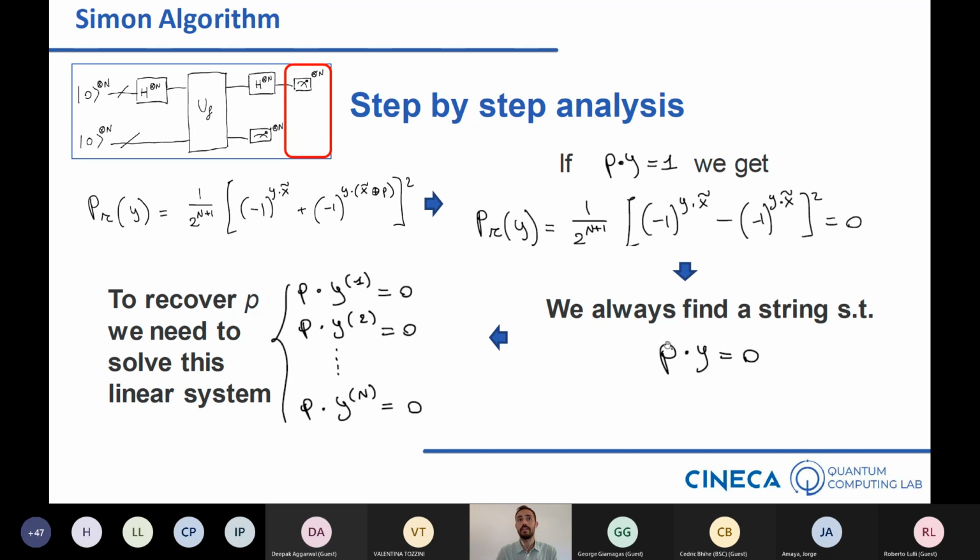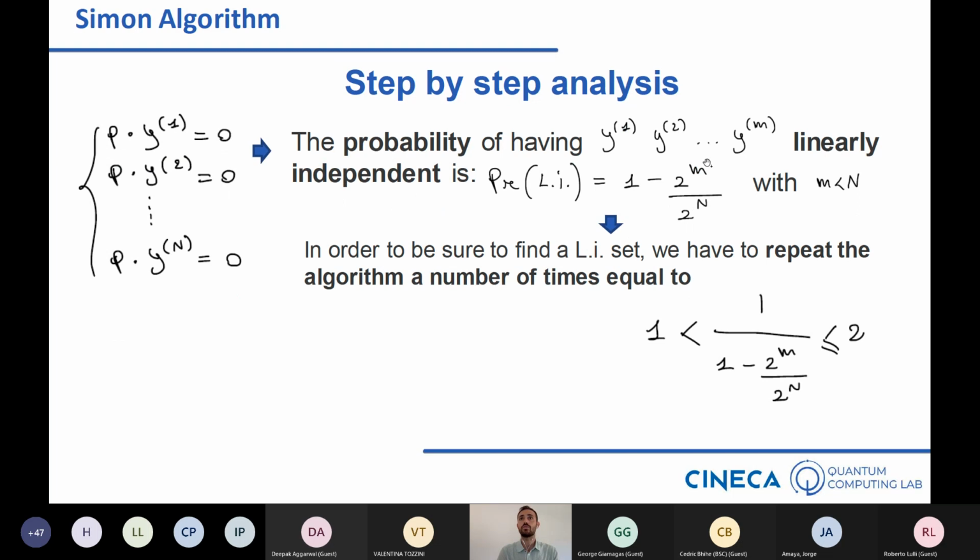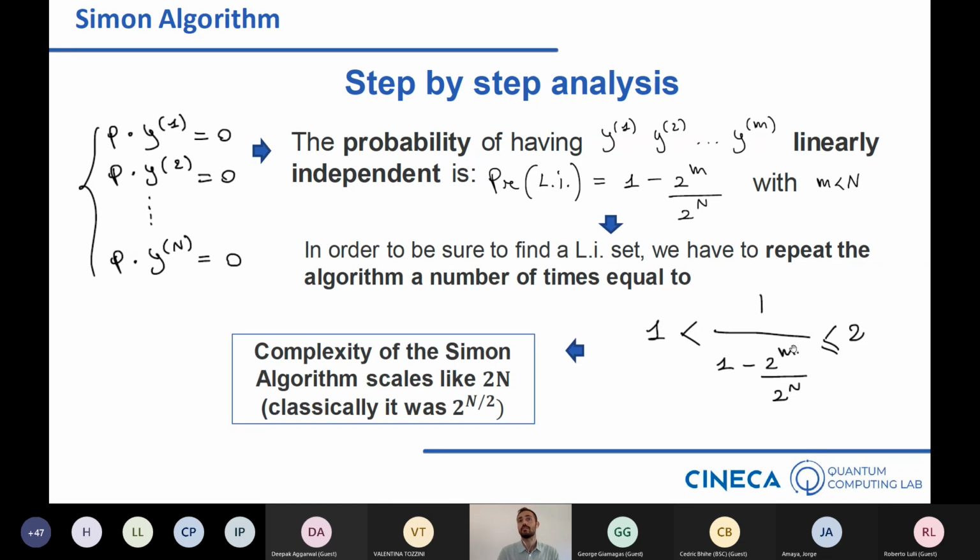In order to retrieve p, you need n of them. You need to solve this linear system. The probability of finding this linear system at the end is this one. So how many times do you want to run the circuit in order to find this linear independent set? 2n times, which is exponentially lower than the classical solution, where you have an exponential number of times you have to evaluate the function. Okay, is it clear?